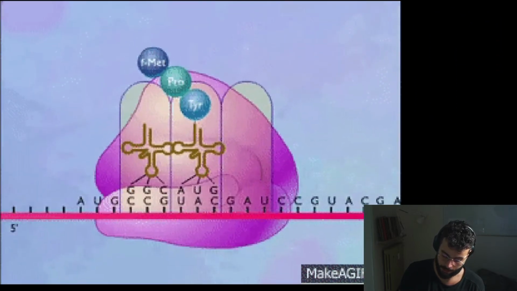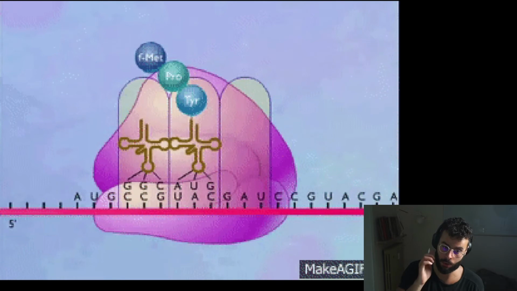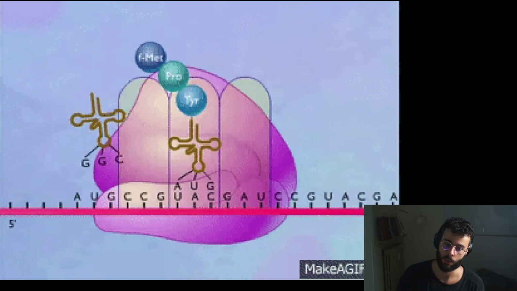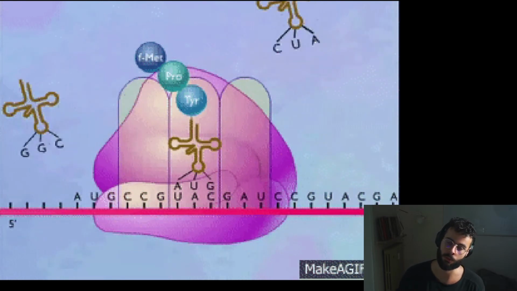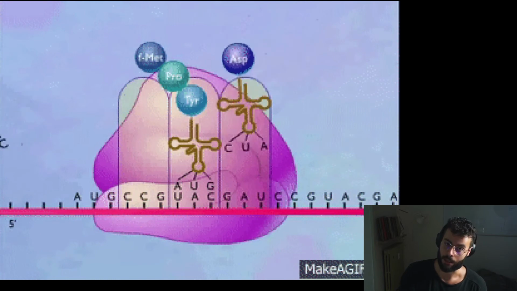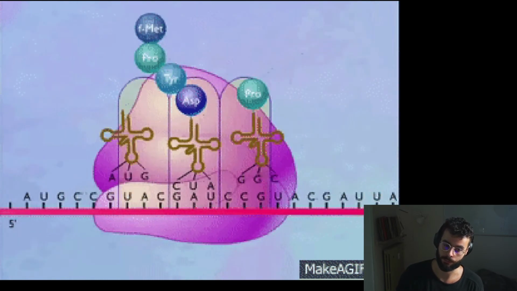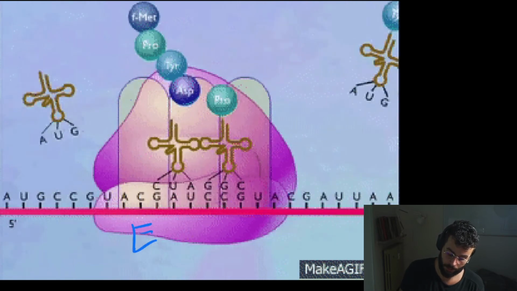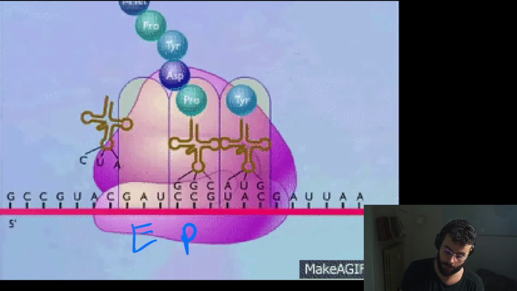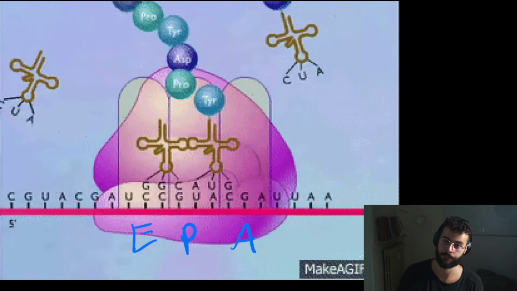I found this nice GIF online that is going to show you exactly what we need to study when it comes to the elongation process of the mRNA. So we have 3 main areas inside our ribosome. We are going to have the E area, the P area, and the A area.